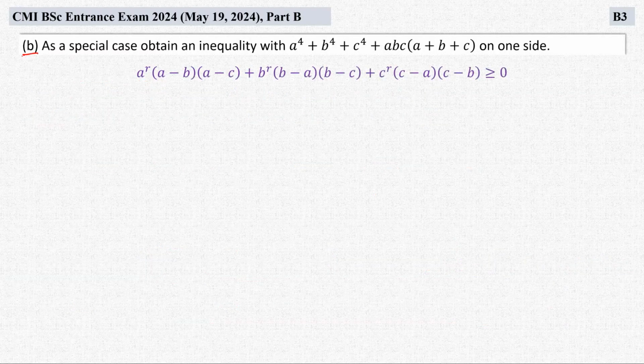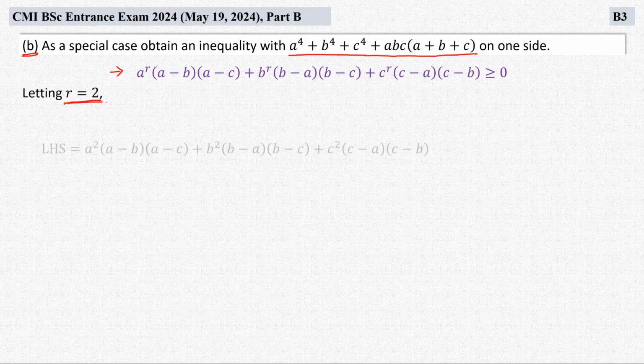Let's move on to problem B. As a special case, obtain an inequality with a to the fourth power plus b to the fourth power plus c to the fourth power plus abc times (a plus b plus c) on one side. So here's the inequality that we just proved, and the fourth power can appear if we let r equal 2.